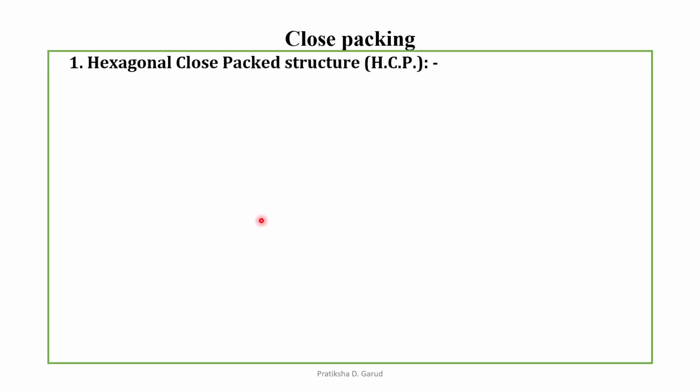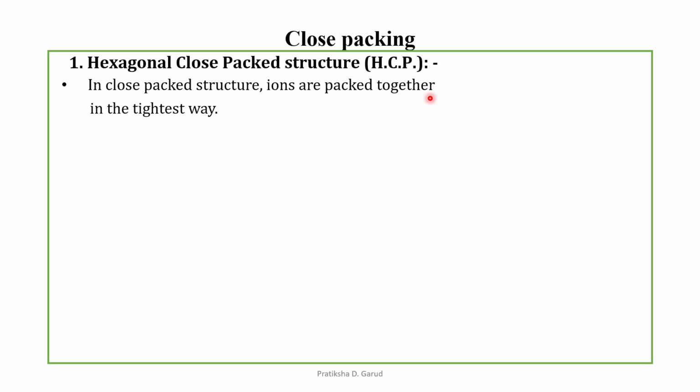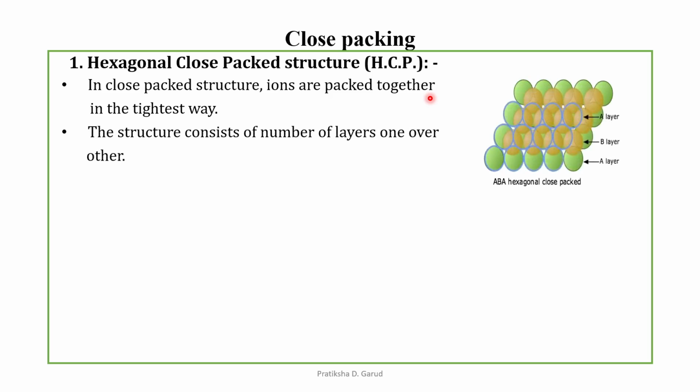So the first type is called the hexagonal close packed structure, which is also called the HCP, hexagonal close packed structure. So what is this structure? In a close packed structure, ions are packed together in the tightest way, right? And the structure consists of a number of layers, one over the other. So let us explain these layers by using this image.